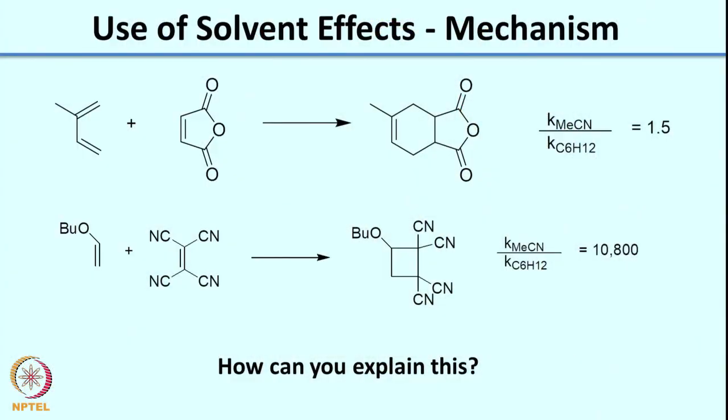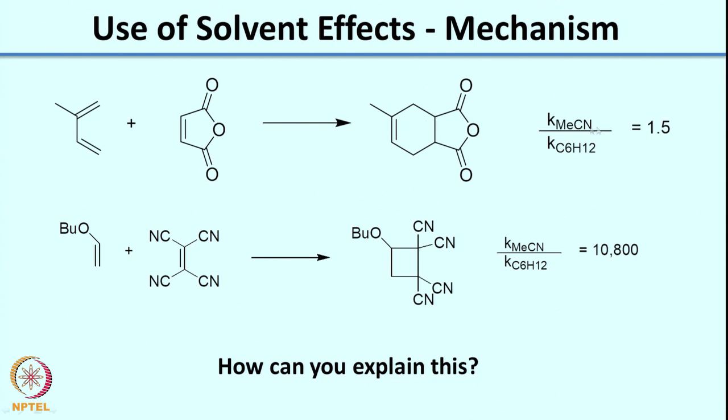So before I leave you, there is one problem that I would like you to think about. So this is an example of where the solvent effects were used to determine the reaction mechanism. Not one example actually, two examples. So in the first case, what is seen is when you do the reaction shown here, this is an example of a Diels-Alder reaction. So it is a 4 plus 2 cycloaddition reaction to give the cyclohexene molecule.